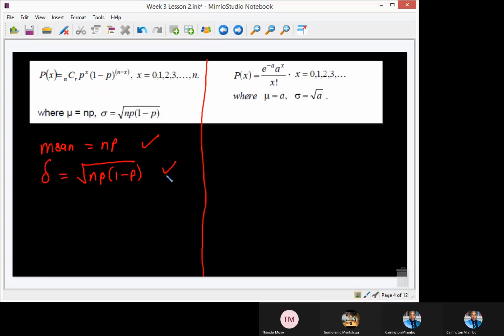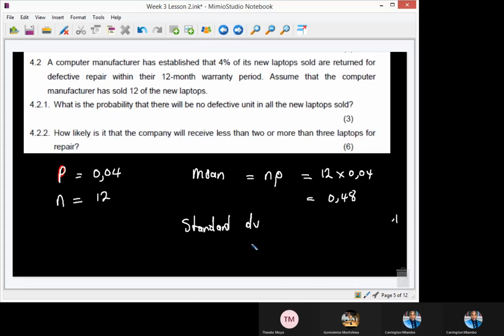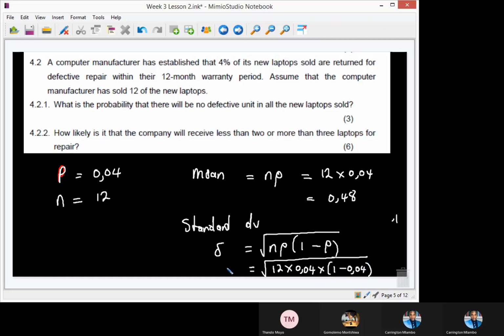This is the formula for standard deviation. Standard deviation is equal to the square root of NP open bracket 1 minus P close bracket. So what's your N? It's 12. What's your P? 0.04, multiplied by open bracket 1 minus 0.04. That's how you calculate your standard deviation.